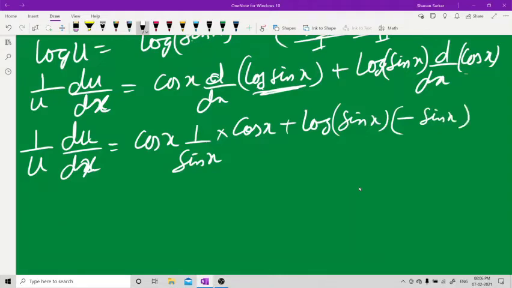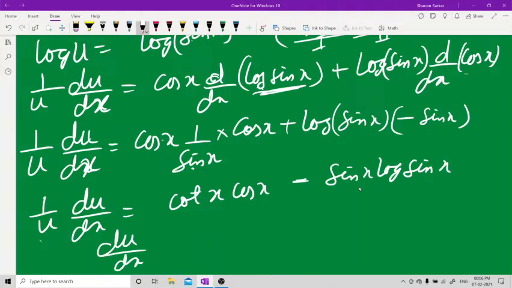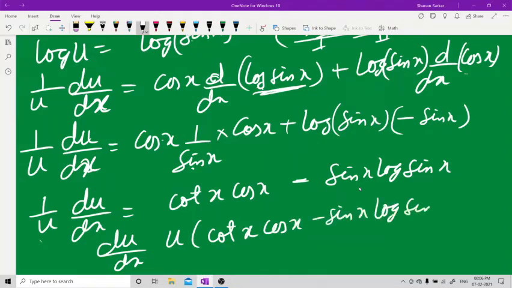So cos upon sin is cot. So 1 upon u du dx is cos x cot x minus sin x log sin x. Now just multiply with u. This u will go there, cross multiply: du dx is u times cos x cot x minus sin x log sin x. Now what was u?